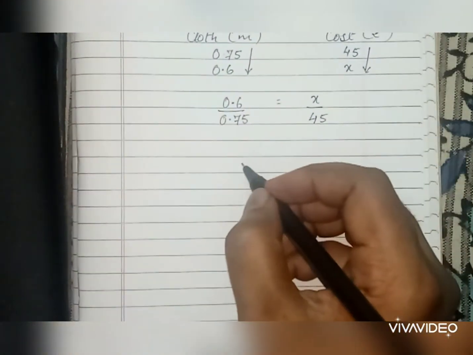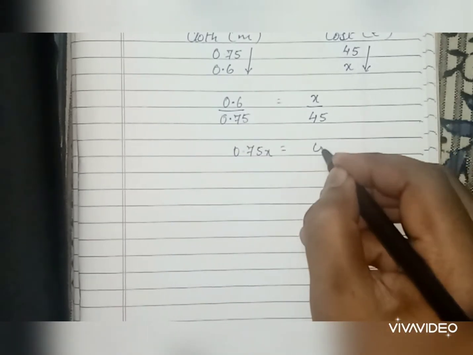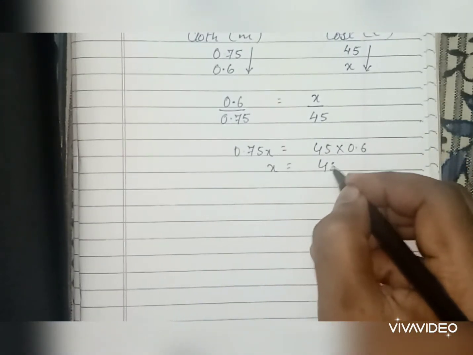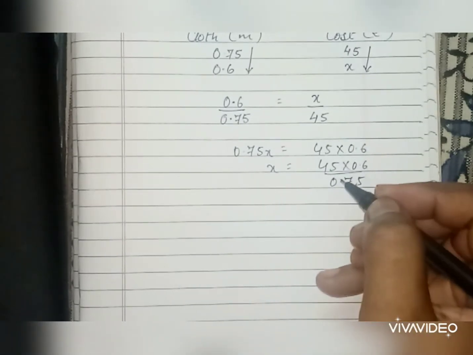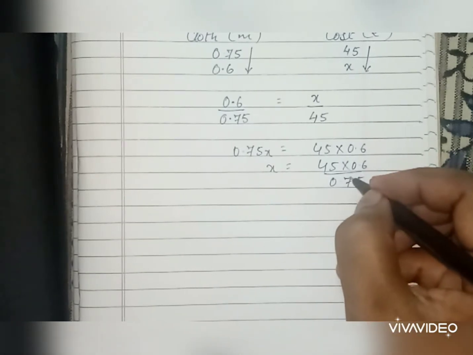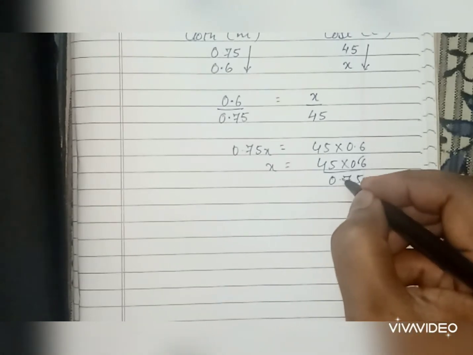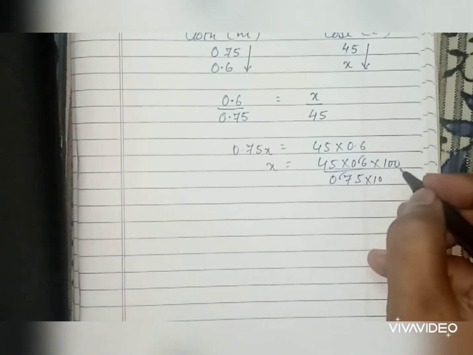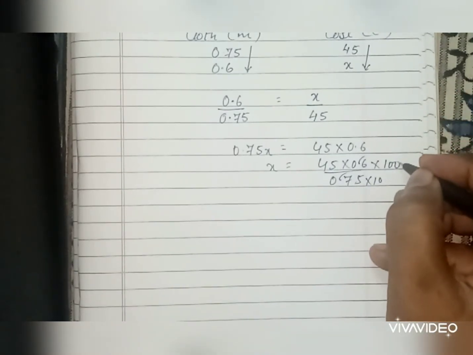So from here we will do the cross multiplication. 0.75 x is equal to 45 into 0.6. So x is equal to 45 into 0.6 upon 0.75. Okay, so if we will remove the decimal from here, 10 will be here and here will be 100 when the decimal has been removed. So I know it is very clear to you, and you must have done it previously also, but still I'm telling you.